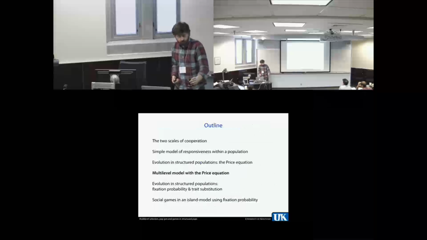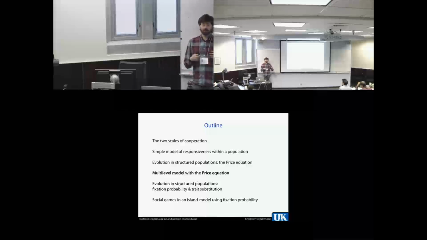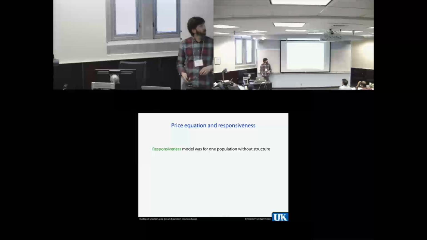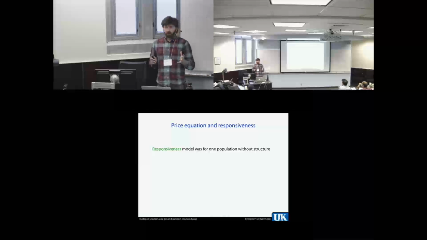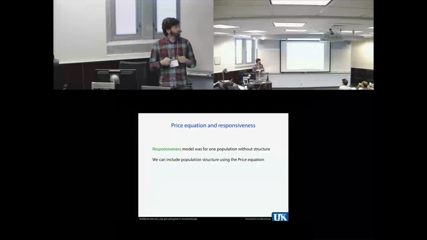Okay, so that's given us this framework to have this multi-level model and to incorporate the first part that we talked about, this responsiveness, which would be due to individuals playing some kind of social game over and over again. Again, just a reminder that responsiveness was for a single population, so there wasn't any structure. So we'll include structure using the Price equation.